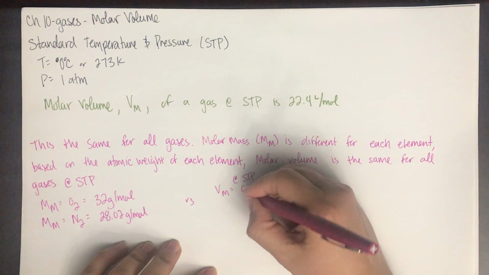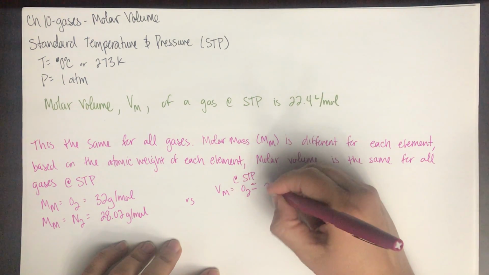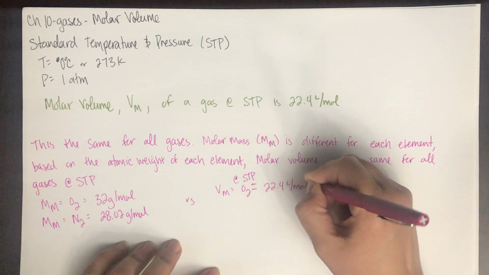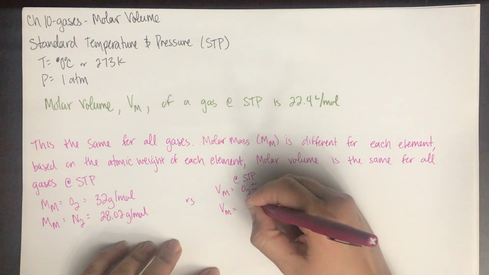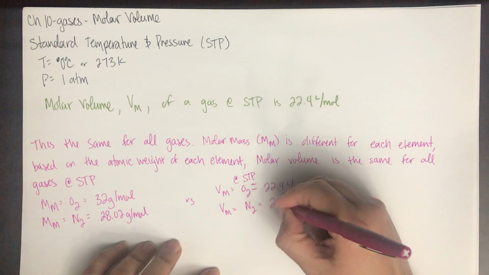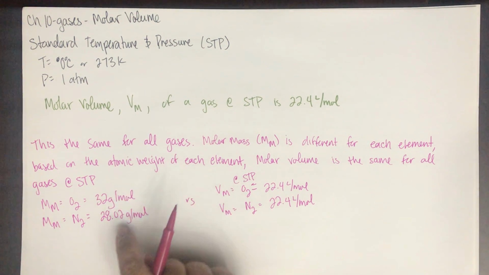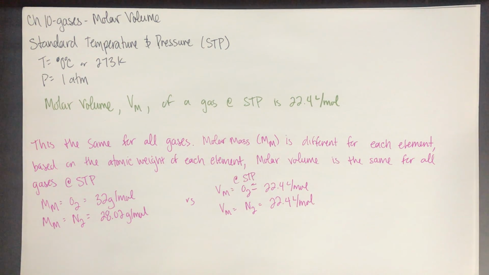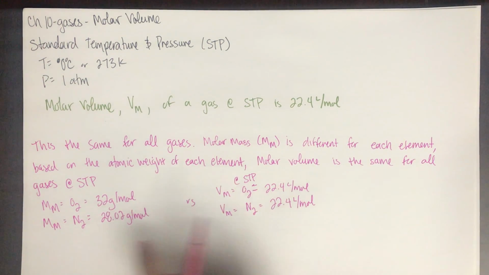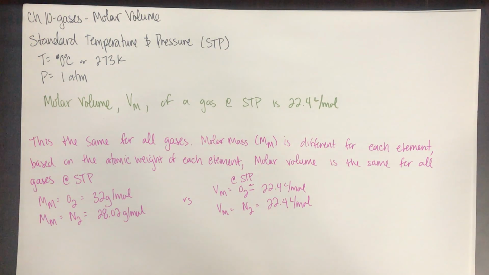Versus the molar volume at standard temperature and pressure of oxygen, which is 22.4 liters per mole. The molar volume of nitrogen at standard temperature and pressure is also 22.4 liters per mole. So gases, while they have different molar masses, will always have the same molar volume, meaning a mole of gas is going to take up the same amount of volume no matter what gas it is. So this is something different for gases than we were talking about before when we were talking about masses of a solid.